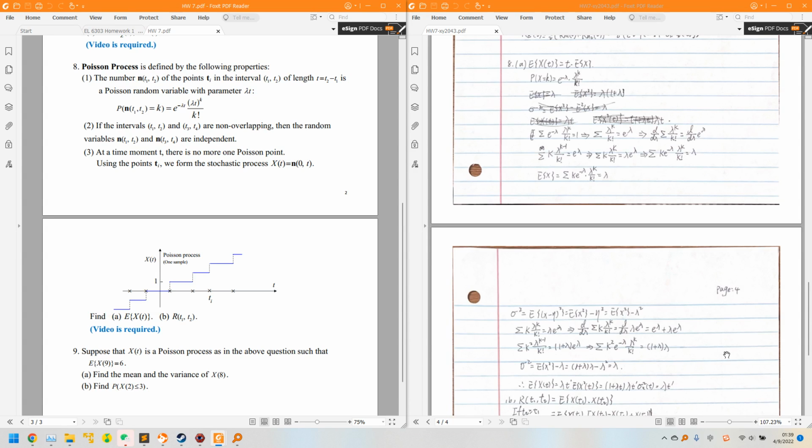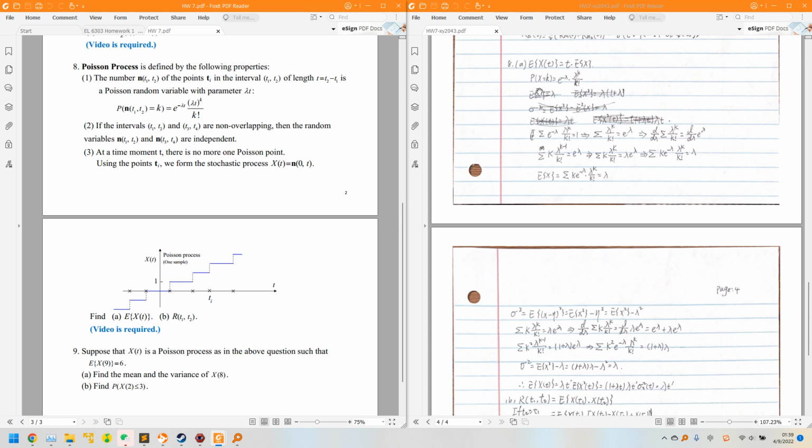Problem 8 gives us a Poisson process, and it asks us to find the expectation of X(t). For this problem, the expectation of X(t) equals t times the expectation of X, and we have the probability of the Poisson distribution, which is this one.